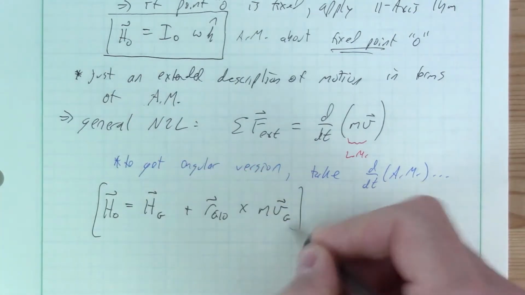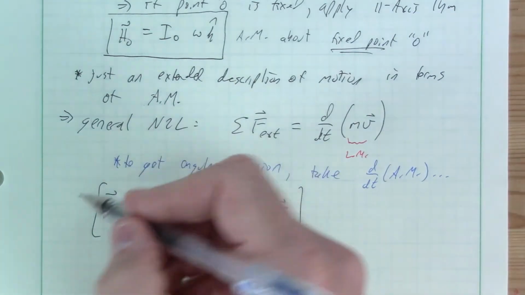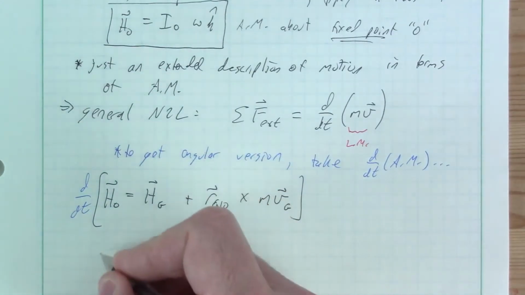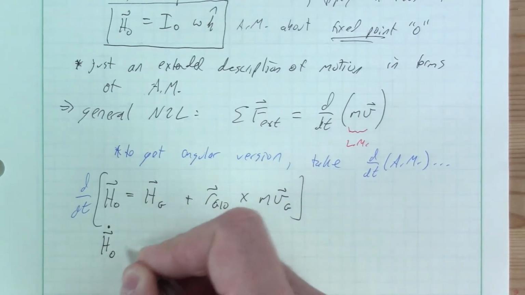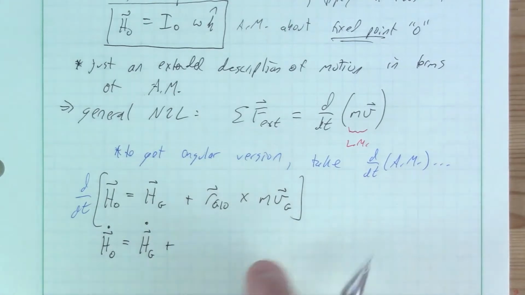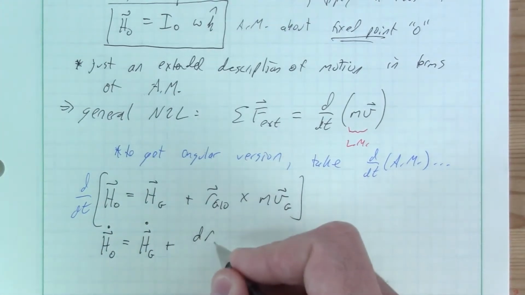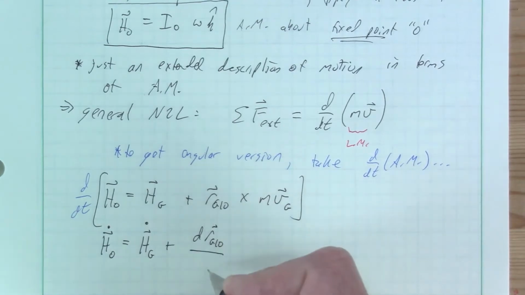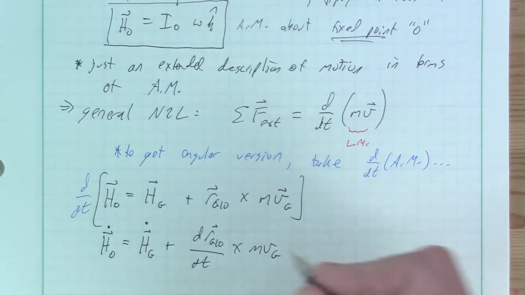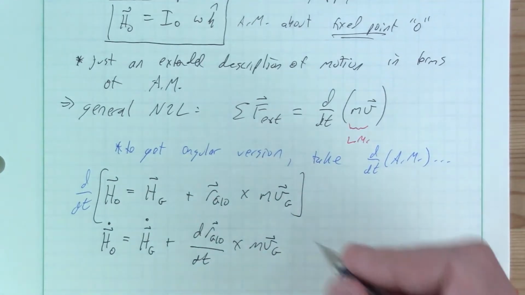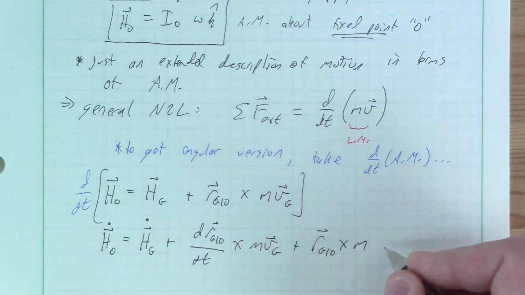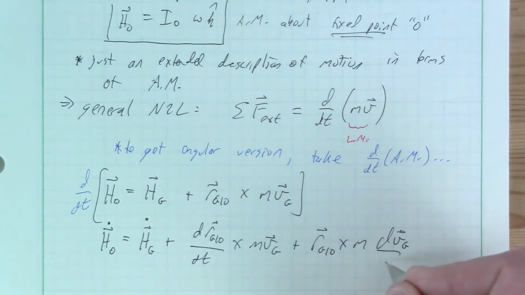So to get to something that looks like Newton's second law, we come back up here and take a time derivative. Okay? Now we get that the time derivative of angular momentum about O is the time derivative of angular momentum about G, plus now we need a chain rule here. That's just the derivative applied to the first term, plus r_G/O crossed into the time derivative applied to the second term.